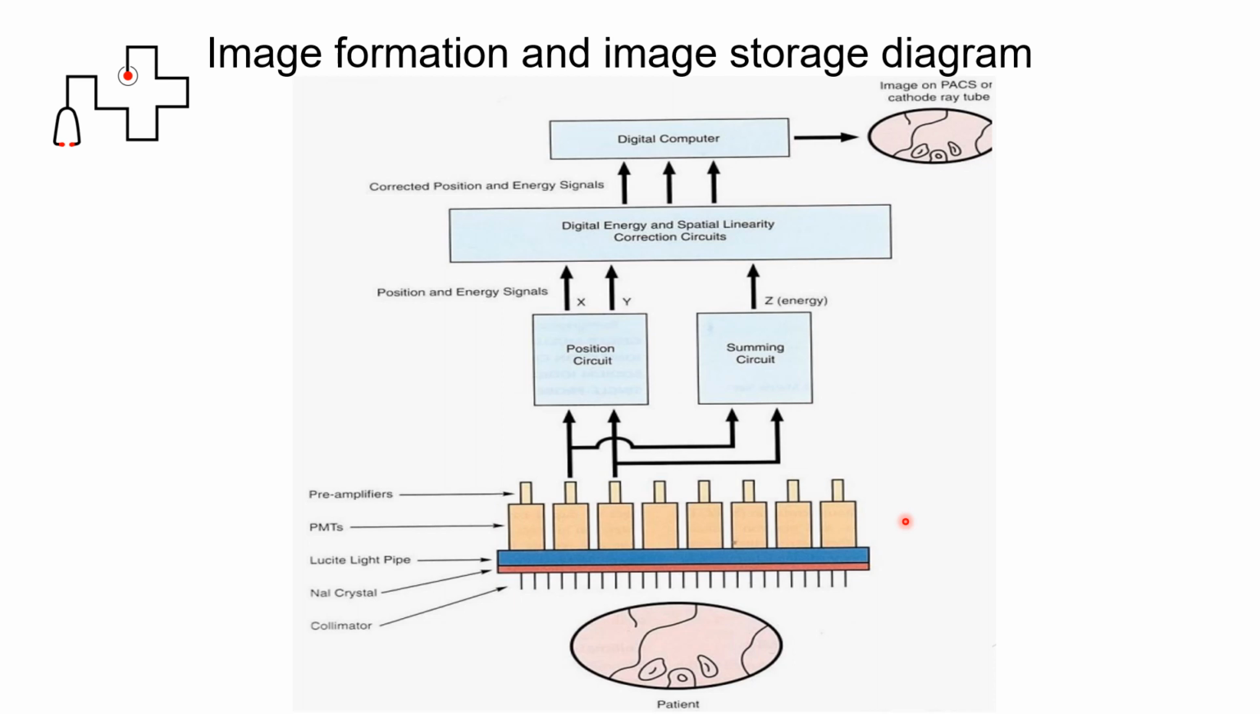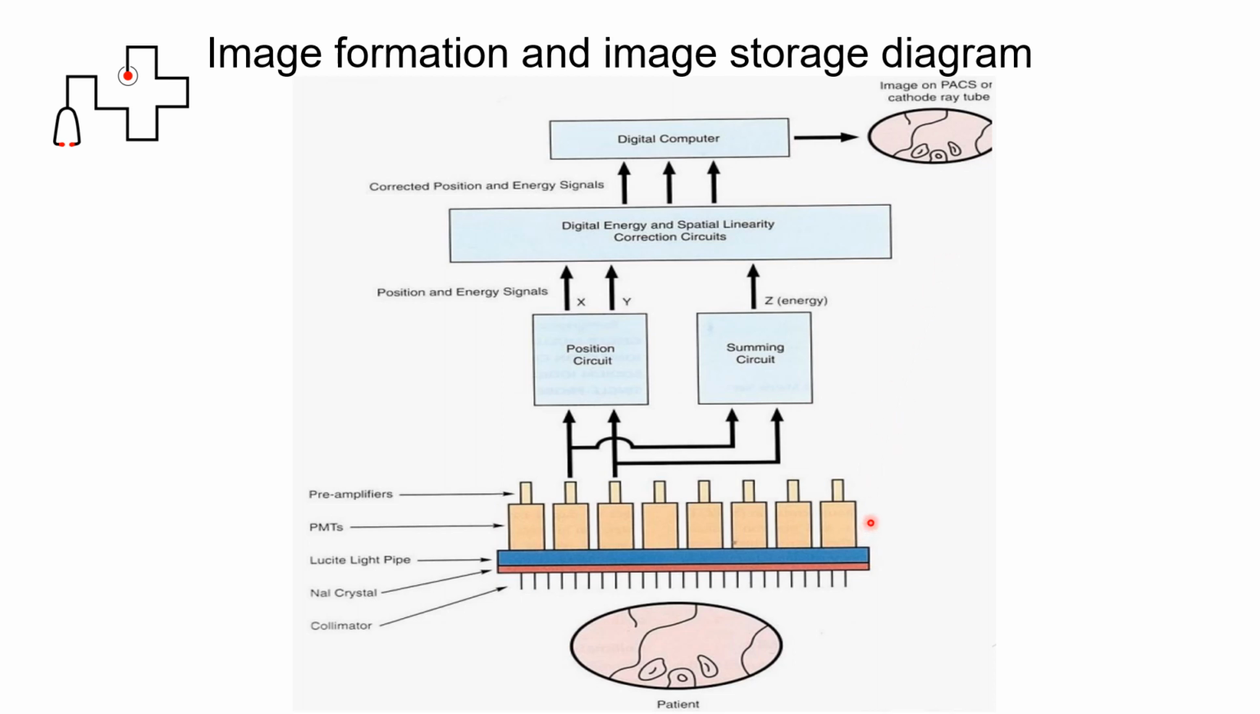The thinner crystals provide improved resolution, but cannot efficiently image photons with a higher kiloelectron voltage. A light pipe may be used to attach the crystal to the PMTs. The light pipe is a disc of optically transparent material that helps direct photons from the crystal into the PMTs. So this is the detector electronics.